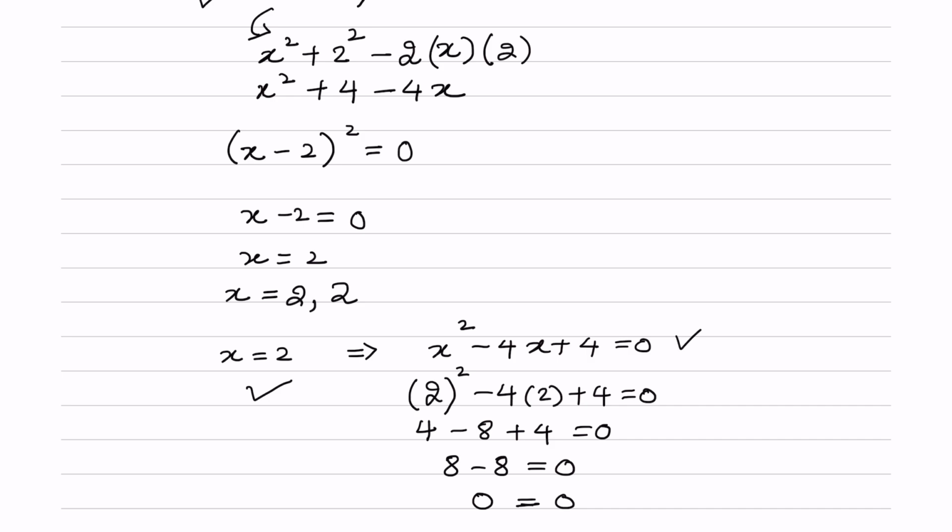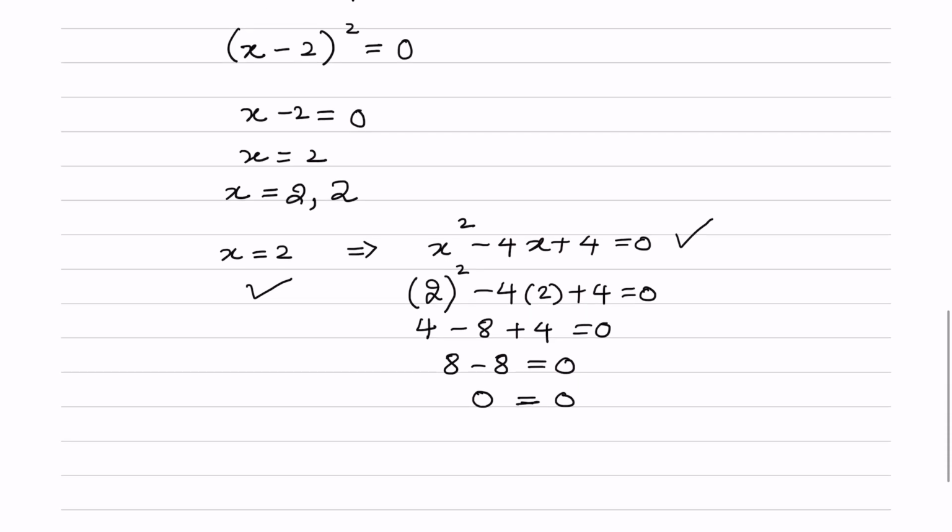Which equation? This one, x square minus 4x plus 4 equal to 0. So we will say that x is equal to 2 is the root of this equation x square minus 4x plus 4 equal to 0.